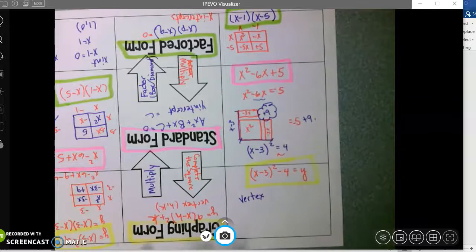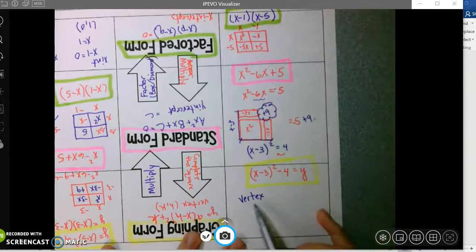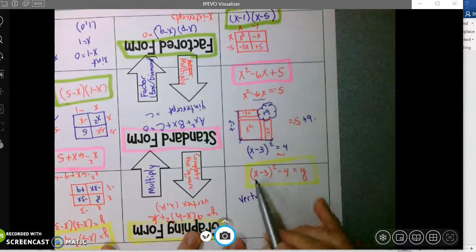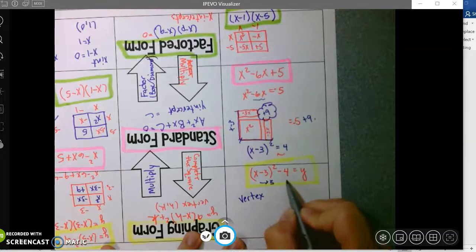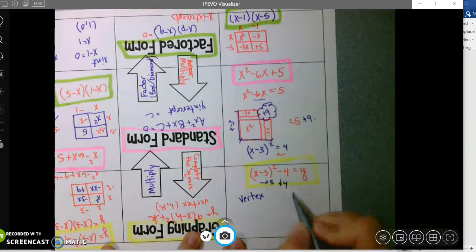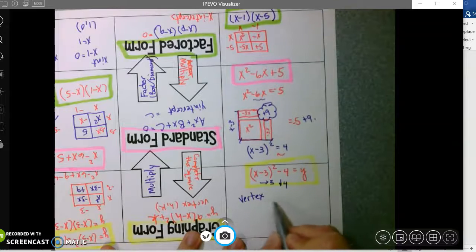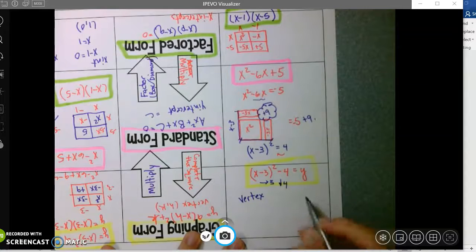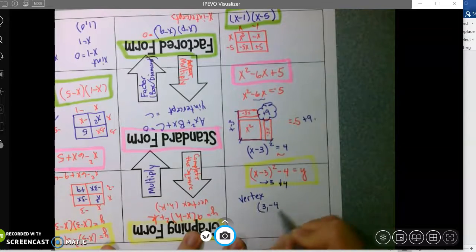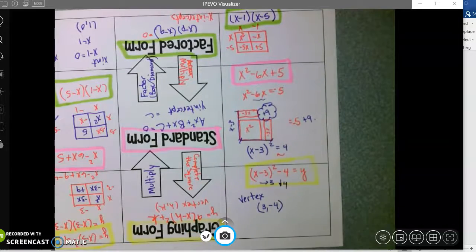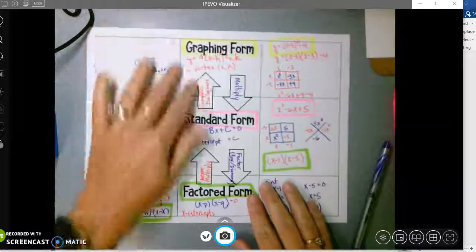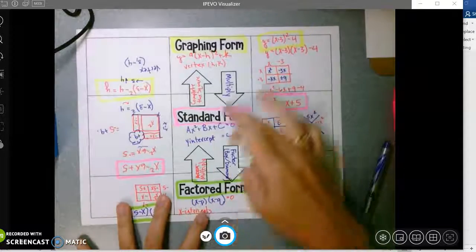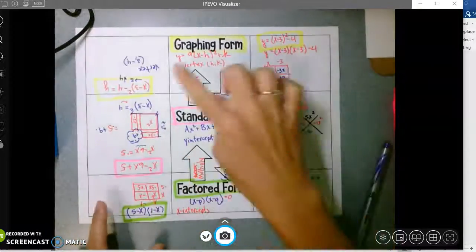And remember, the useful thing about graphing form is that it helps us find the vertex. Now that we have it in this form, we can say, minus 3, that goes to the right 3, minus 4, that means it's going down 4. So we're going to go to the right 3 and then down 4, starting at the origin. So our vertex is going to be at (3, negative 4). So there you have it, our three different forms of the quadratic formula, what they're useful for, and how to go from one to the other.